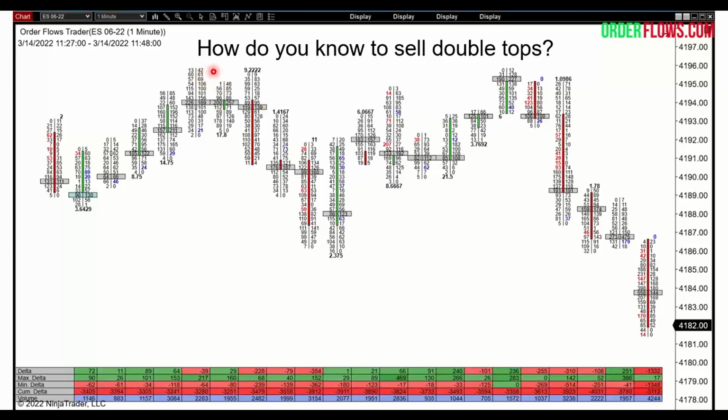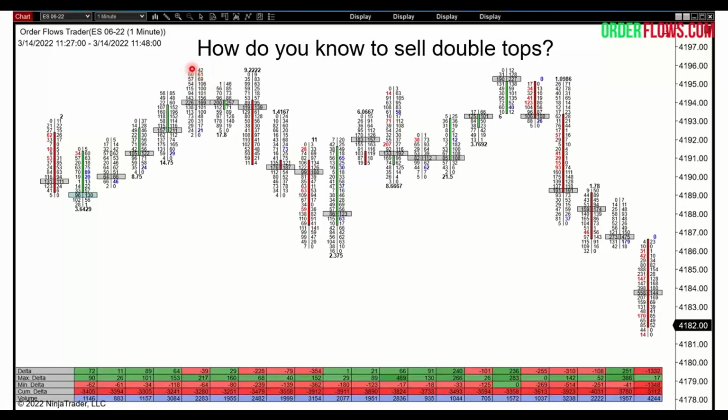Now, definitions of double tops. Do they have to be exactly to the tick, or can they be a tick or two? Again, for me, I'm fine as long as it's within a tick or two. Ideally, I'd love to see it exactly at the same price level. But if it's within a tick or two of the previous swing high or swing low, I'd consider that a double top. I know some people like to nitpick.